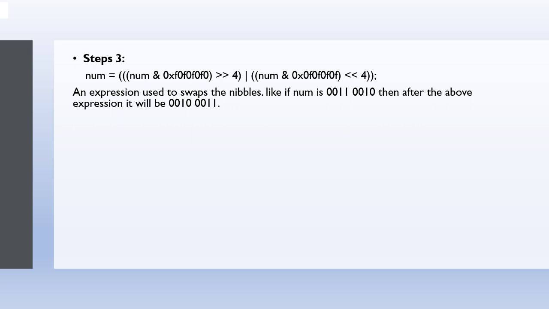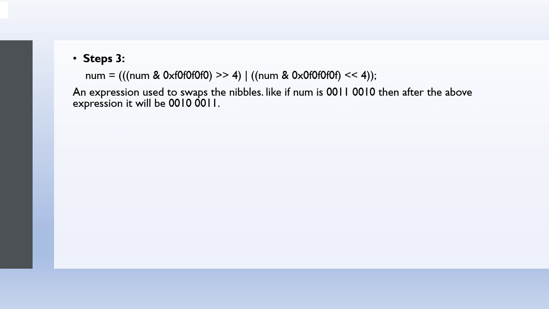So AND 0F, that means 0000 1111. After this expression, suppose my number is 00110010, then after the above expression it will become 00100011. This is the purpose of doing this, swapping the nibbles.